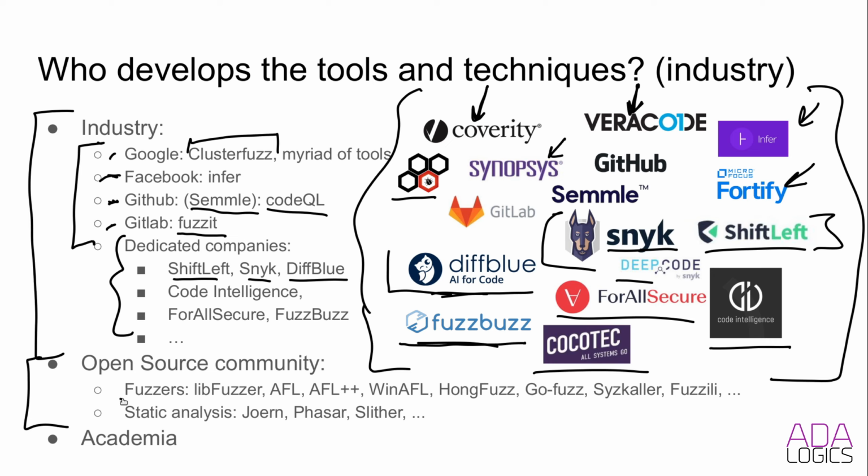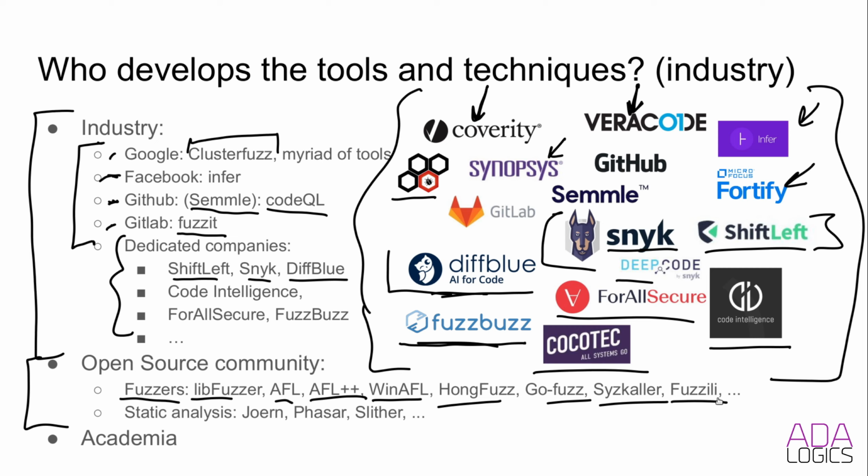In addition to the players in industry, there is a huge effort also going on in the open source community, with a lot of tools that you can clone from GitHub or something similar and then just start using against your own code. We have a lot of different fuzzers. For example, libFuzzer, AFL, AFL++, WinAFL, Honggfuzz, GoFuzz, Syzkaller, and more. All of these tools are available freely online, and you just need to have the expertise in-house in order to actually navigate using those tools.